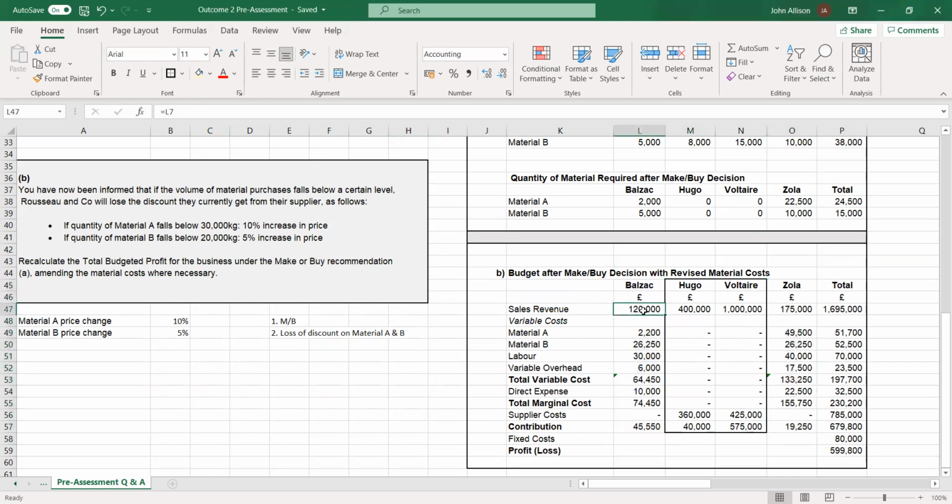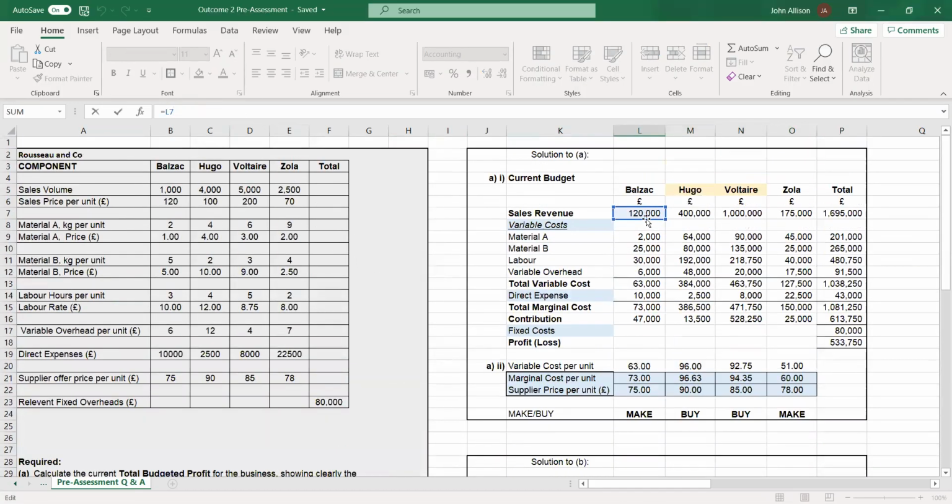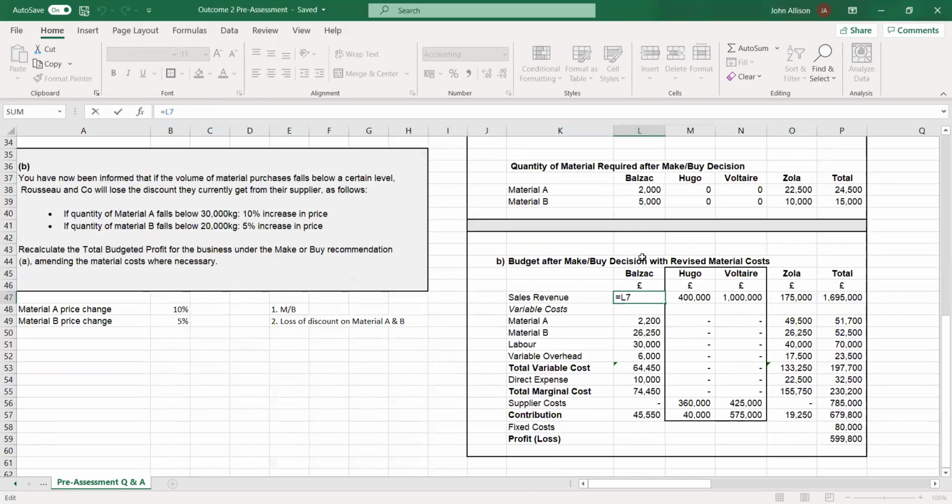So we get the sales revenue the same way we always did, which was just the same sales revenue it was before, which is the price times the quantity. So for Balzac, it was 1,000 times £120, which was 120,000. It's going to be the same 120,000 again.